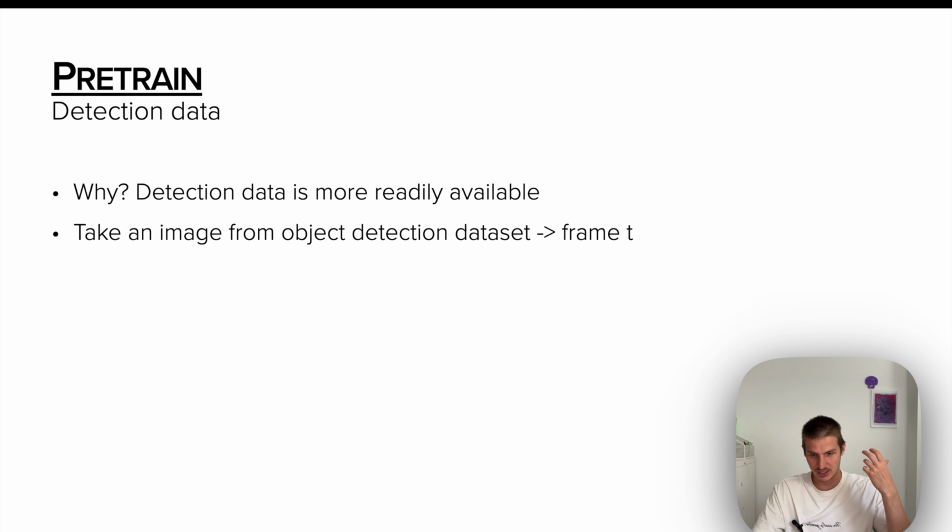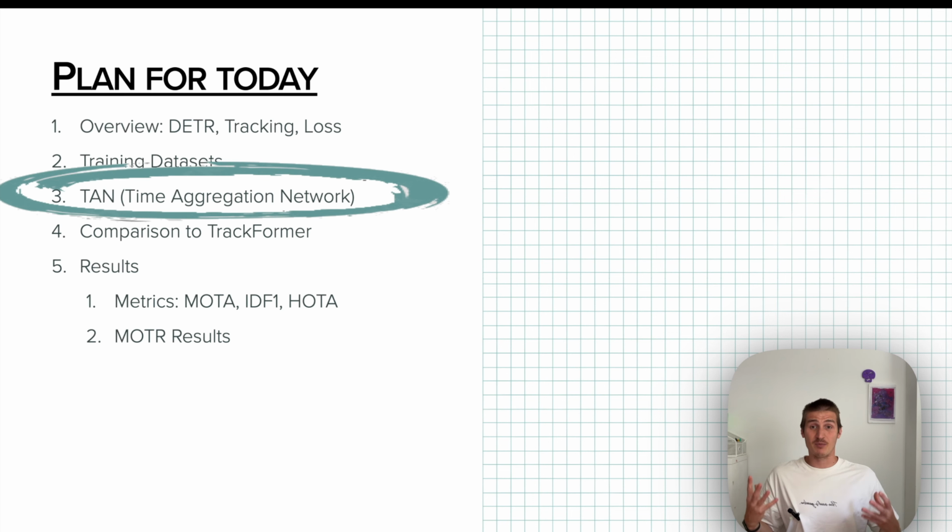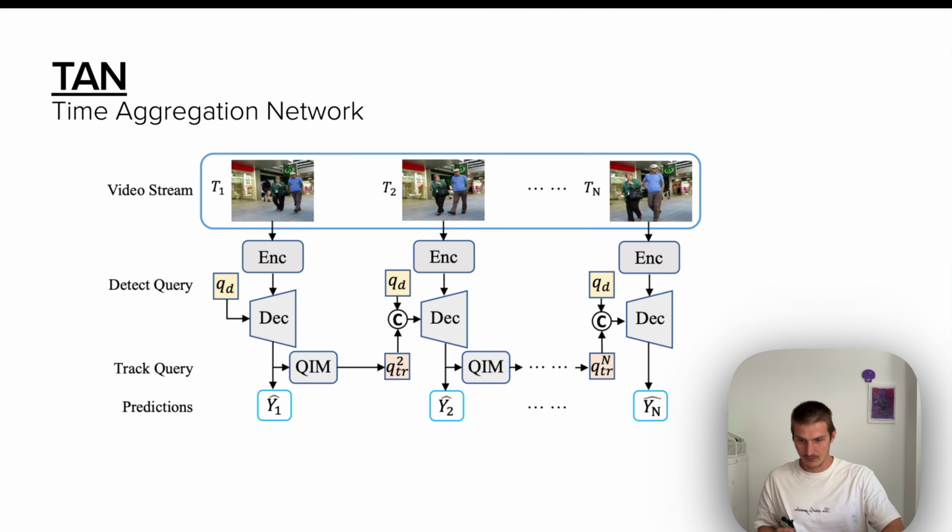We take an image, and that's our one frame, and then we apply a random shift to that image once or several times to get consecutive frames. Now let's talk about the time aggregation network. The time aggregation network, or TAN, or KEM as it's sometimes called in the paper, is basically an extra transformer layer that controls how queries are passed around from frame to frame.